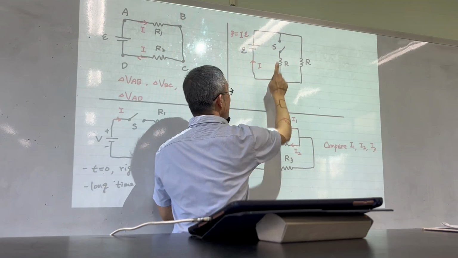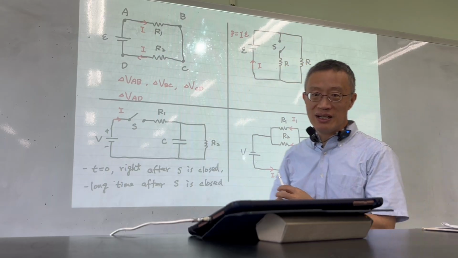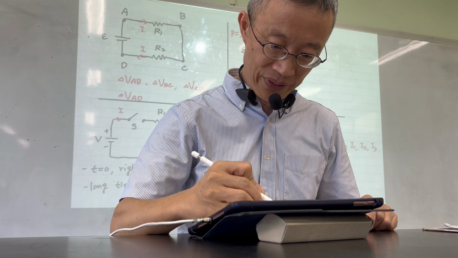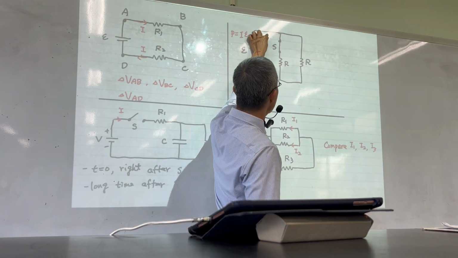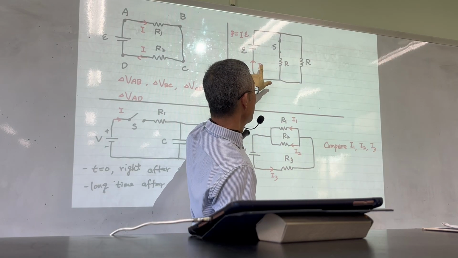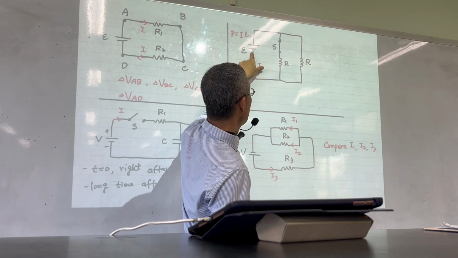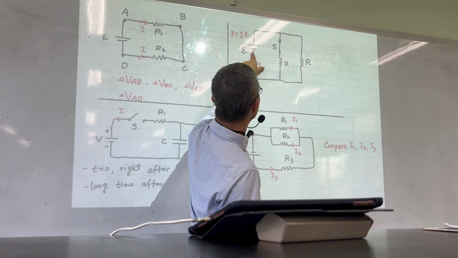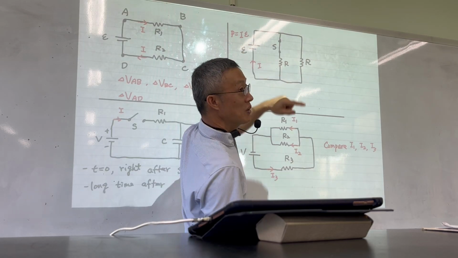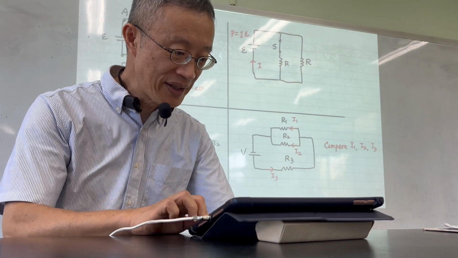What if this is closed? Same, right? Let me draw it closed. So it splits into two parts, I1 and I2, and goes back to the battery. So I will be double. And what happened to the power delivered by the battery? It's I times V, right? So I is double, then the power will be double too. Is that okay? Okay, then capacitor.